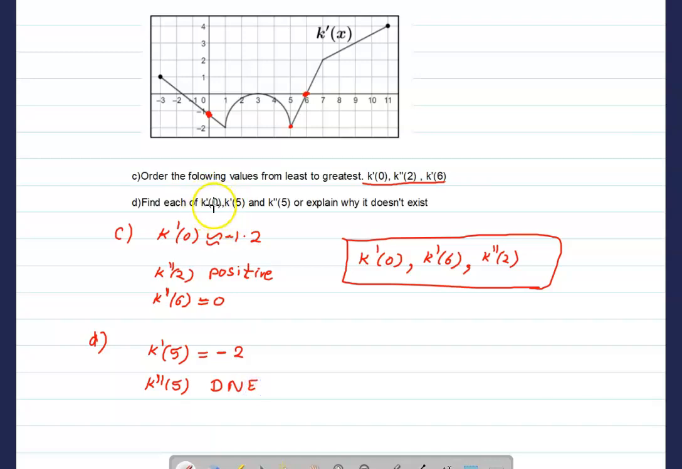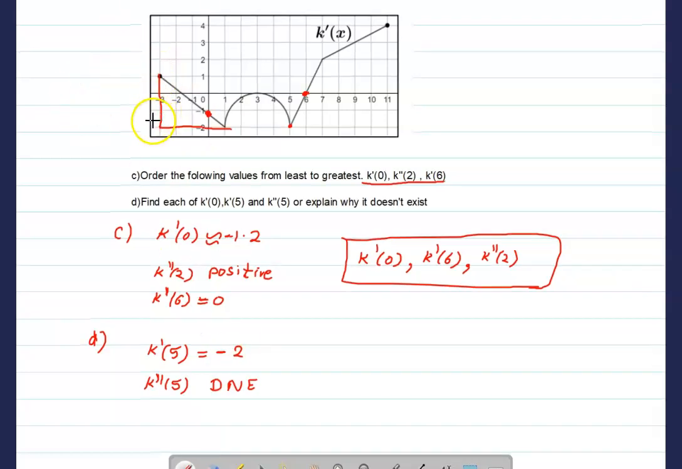Next, to find the value of k prime 0, we need to find the exact value at 0. It's about -1.2, but to find the exact value, we need to find the equation of this line. To find the equation of this line, we need to find the slope. Again, we can use the rise over run method. It's not a rise actually, this is a fall. So that's why it's going to be a negative slope. So this is 3 over 4. And we can use any point. Let us use this point 1 comma -2.